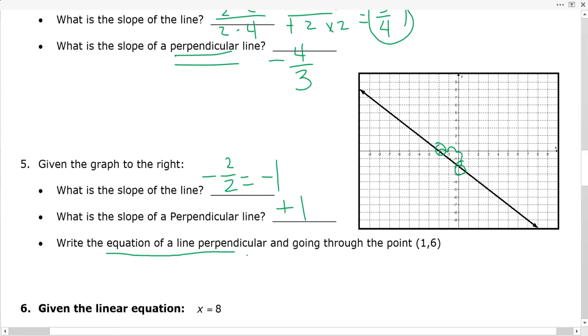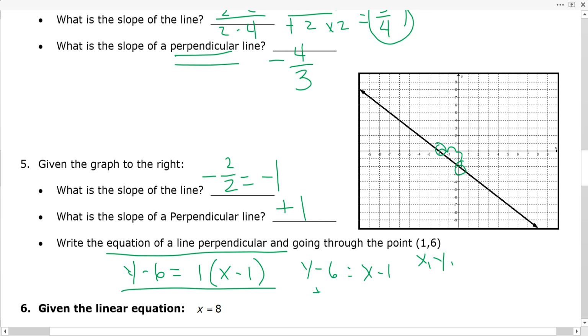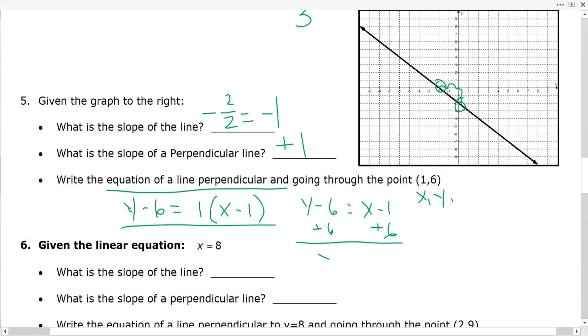So let's find the equation of the line. My slope is +1, and my point is right there. And so I have y minus 6 equals 1 times x minus 1. So that's an equation, but let's go ahead and simplify. y minus 6 equals x minus 1. Add 6 to both sides. y equals x plus 5. So here's my equation for that one.